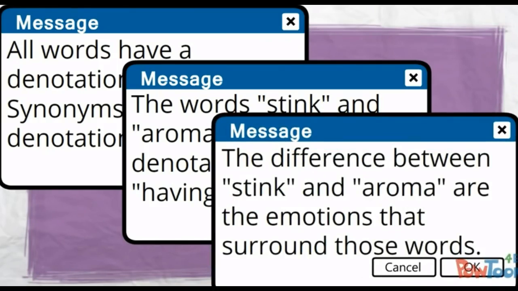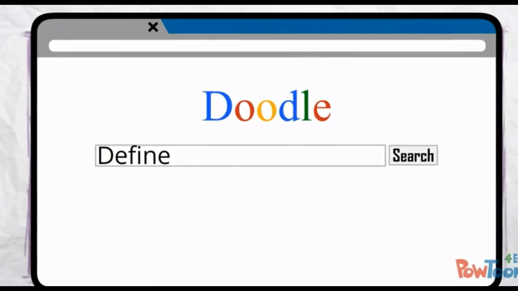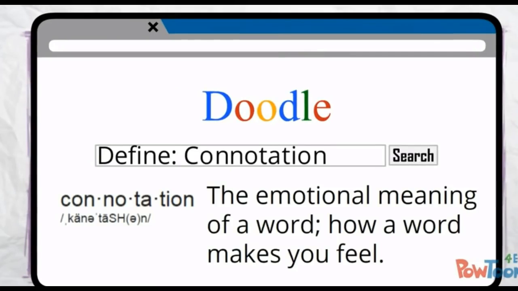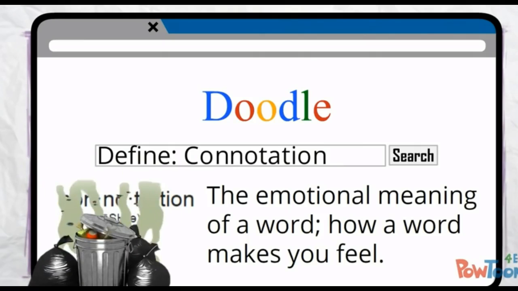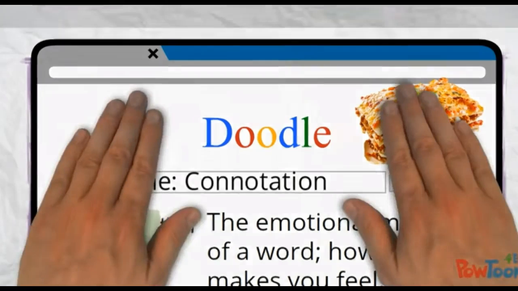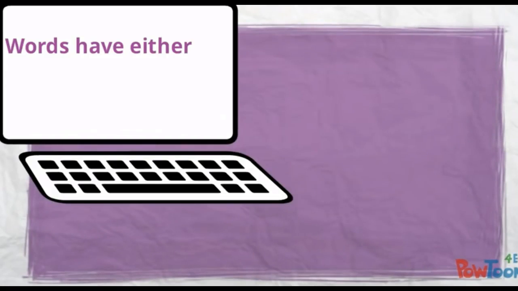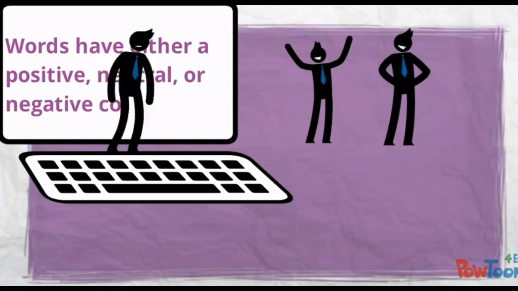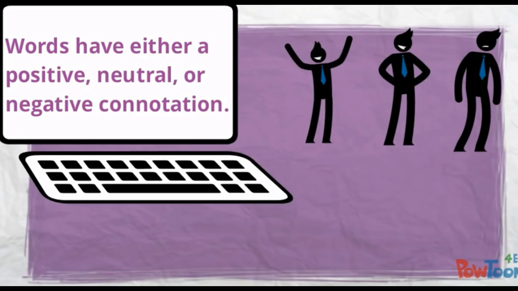But the difference between stink and aroma are the emotions that surround those words. Next is a word's connotation, which is the emotional meaning of a word or how it makes you feel. Connotation is the difference between walking into my house and saying it stinks and walking in and saying that it has an aroma. Words have either a positive, neutral, or negative connotation. Just about every word carries some sort of connotation, which is why word choice matters.